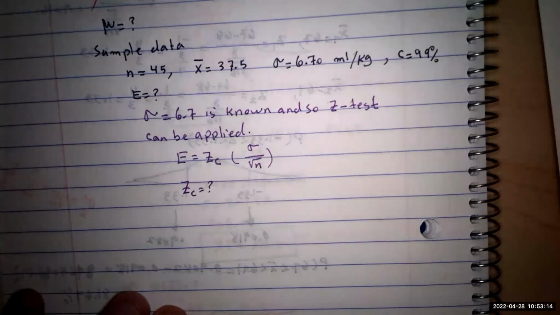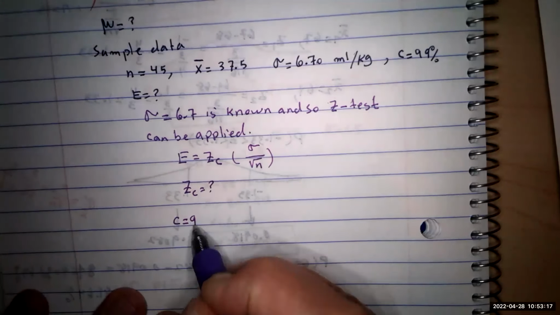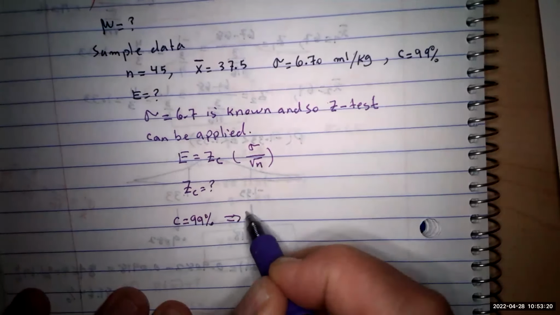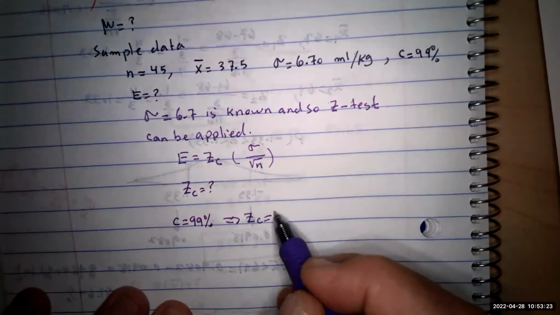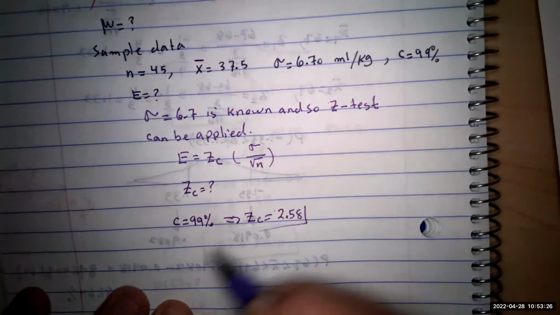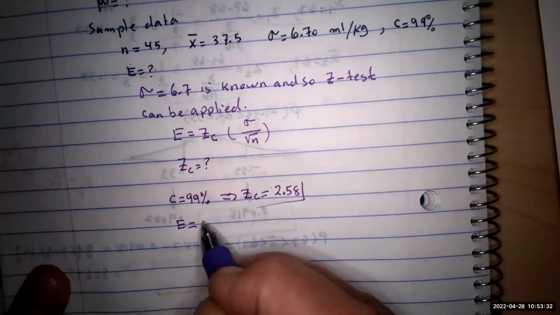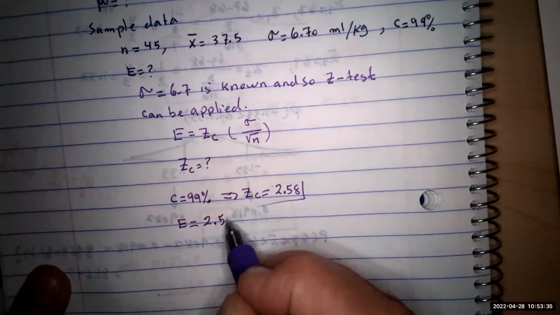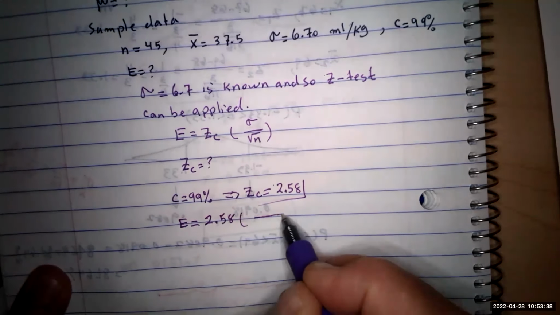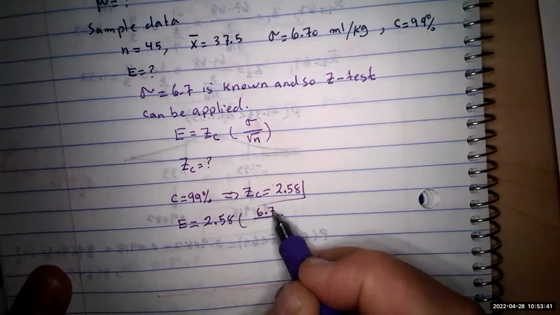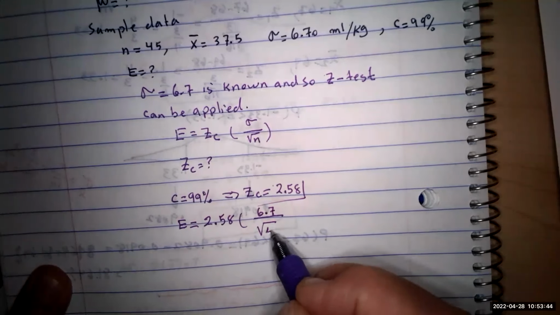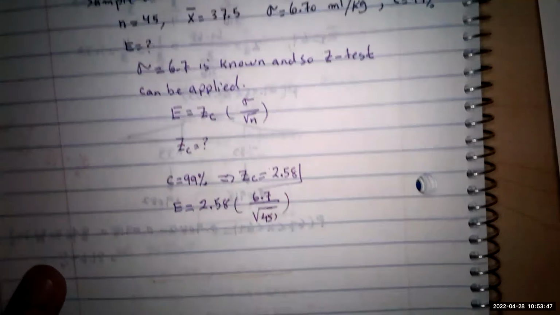So C is in this case 99%, and the critical value is 2.58. So the corresponding number ZC is going to be 2.58. That's it. You go back and substitute to get your E. So E is equal to 2.58 times sigma. Sigma is 6.7, radical N, and the sample size is 45. Use your calculator to get this number.